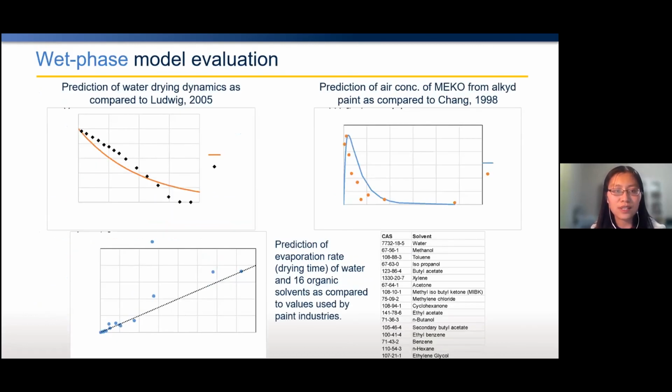This slide shows the evaluation of our wet phase model. It covers the prediction of the water drying dynamics, the air concentration of a chemical emitted from alkyd paint, and the prediction of drying time of water and 16 organic solvents. Our model agrees well with the experimental data.